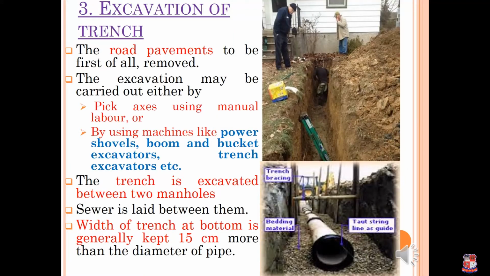So next, after doing the setting out work and alignment and gradient, once it is achieved, next is to go for the excavation of trench. So if certain road pavement is there, then it is to be removed, and this excavation work can be done either manually by labor or by using some machinery that you already know, that is power shovel, boom or bucket excavator, etc. So this actual excavation work is to be carried out, and generally this trench is excavated between two manholes at a time, and then sewer is laid between them.